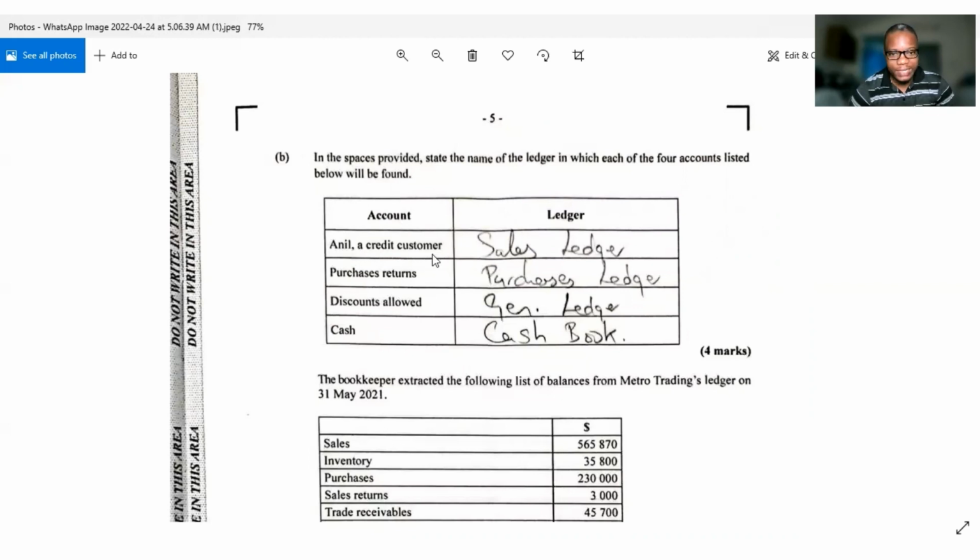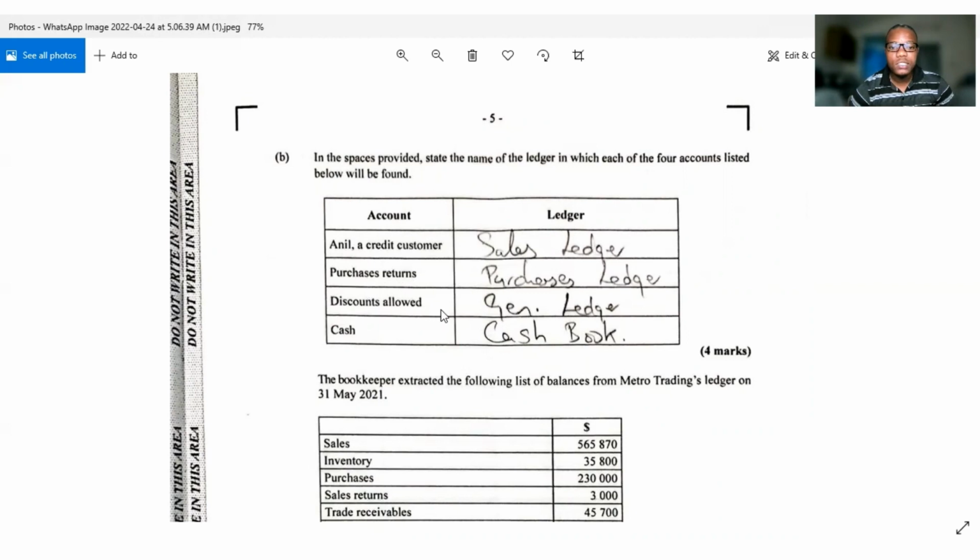So Anil, a credit customer. For a customer, you know that it is the sales ledger, because your sales ledger records your customers' accounts. Purchases returns means those you buy things from and you send goods back to them. So that is the purchases ledger.